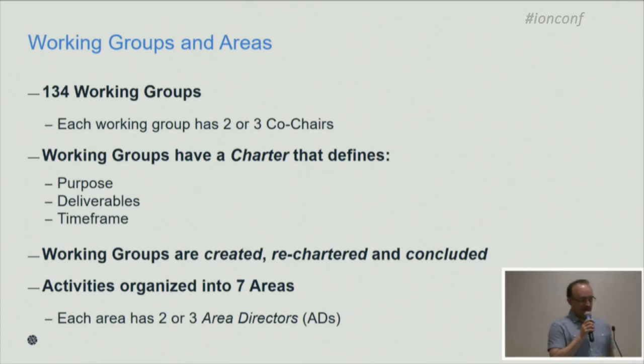I already mentioned that the IETF processes are divided up into working groups and areas. At the last count, there were 134 different working groups, and these usually have two or three co-chairs. And these are defined to have a specific time frame and a specific purpose. They're usually defined to have deliverables.